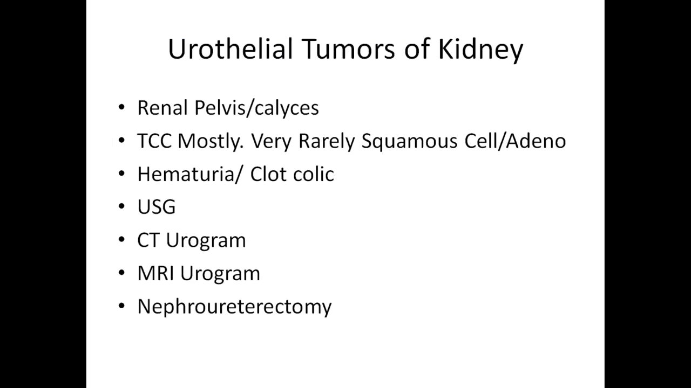Now coming to the urothelial tumors of the kidney, they are usually transitional cell carcinomas. Sometimes they can be squamous cell carcinomas or adenocarcinomas. Adenocarcinoma is usually with urachal elements, usually seen at the fundus of the bladder. The urothelial tumors usually involve the renal pelvis and calyces, and usually present with hematuria or clot colic.